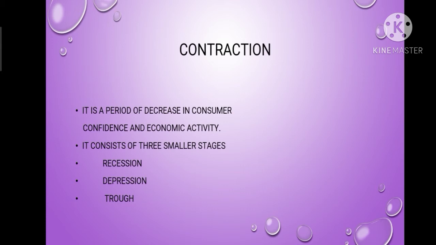It is a period of decrease in consumer confidence and economic activity. During the contraction period, consumer confidence and all economic activities tend to decline. It consists of three smaller stages, which are the recession, depression, and trough. What is contraction? During contraction, consumer confidence and economic activity start declining, and it consists of three stages, which are the recession, depression, and trough.